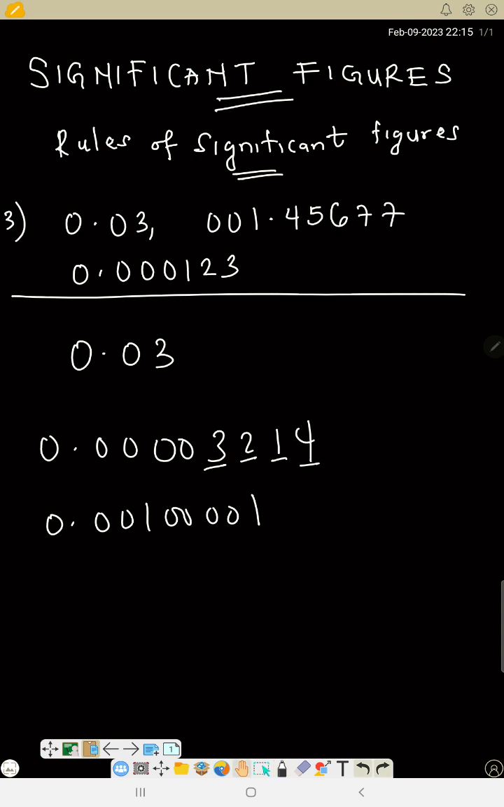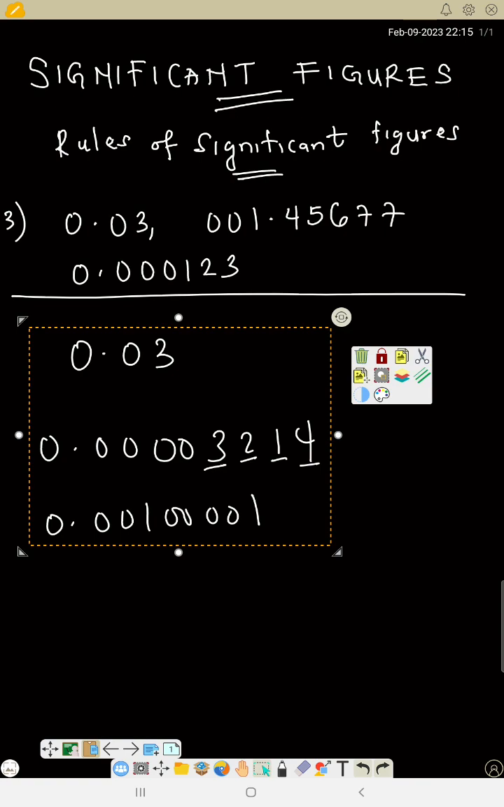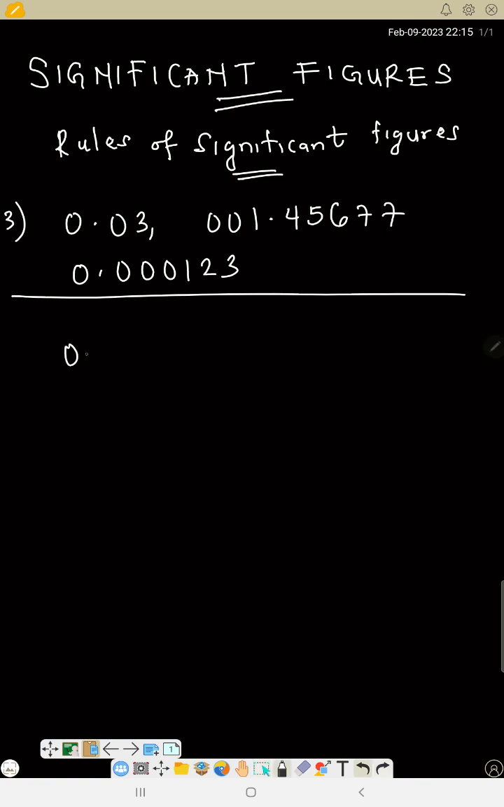So now, what of the second number? How many significant figures is that? So that is 0.001.45677. How many significant figures is this? Leading zeros are never significant, so these zeros are not significant. Immediately you see any number after the leading zeros, then you start counting. So the first number is 1. So this is 1, 2, 3, 4, 5, 6. So this is 6 significant figures.